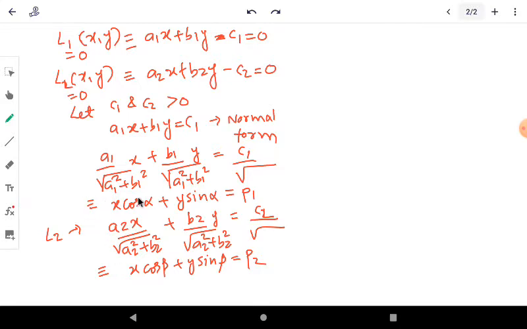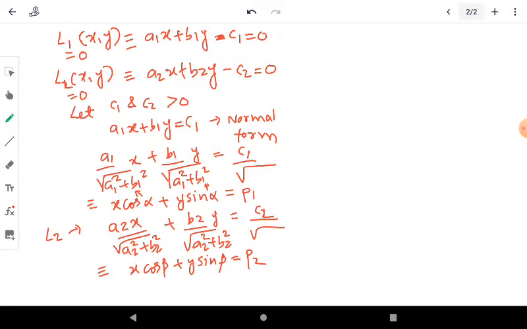Okay guys, now if I ask you what is cos of alpha minus beta: as you can see here, cos alpha is a1 upon under root a1 square plus b1 square, and sin alpha is b1 upon under root a1 square plus b1 square. Similarly, cos beta is a2 upon this under root, and sin beta is b2 upon this. So if I ask you what is cos of alpha minus beta in terms of the coefficients a1, b1, a2, b2 and so on, what will you say, guys?